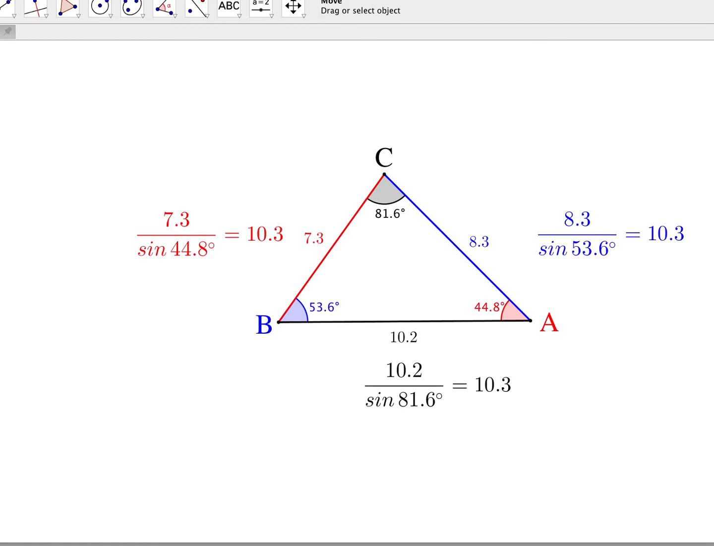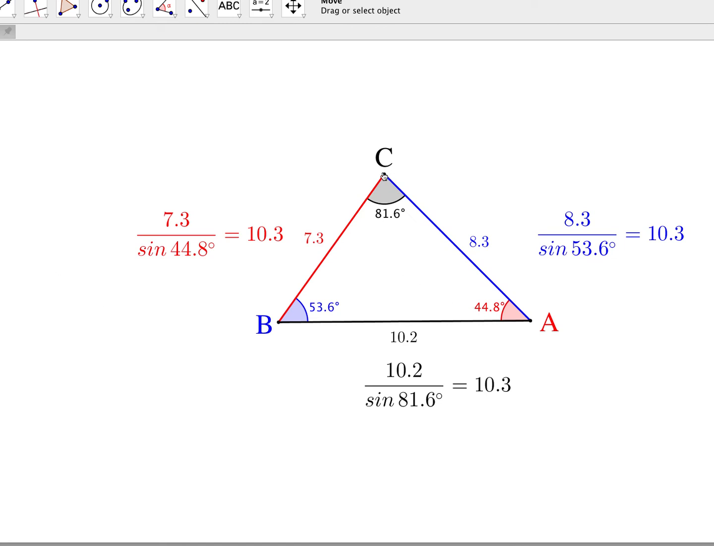So here, this red line 7.3, the opposite angle is 44.8. 7.3 divided by sine 44.8 comes out rounded as 10.3. Calculations for the blue side is 8.3 over sine 53.6, and it's also 10.3. And for the black side, 10.2 over sine 81.6, and it's 10.3. So the value of the ratios is the same for the pairing side and sine of opposite angle.